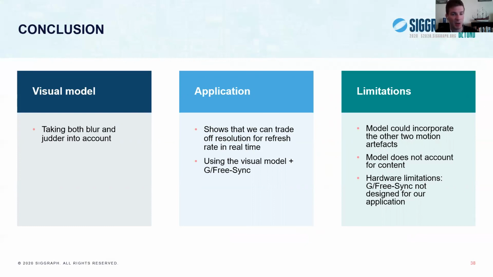Some limitations we would like to highlight nonetheless is that the model only incorporates two motion artifacts. Adding the other two, being flicker and ghosting, would yield a more complete predictor. Adding content awareness would also benefit accuracy, especially when dealing with low contrast content, which would require less conservative estimates than our single pixel high contrast line. For the application, we ought to mention that while we did manage to make use of G-sync and FreeSync in our research, their control system is not really designed for our application.